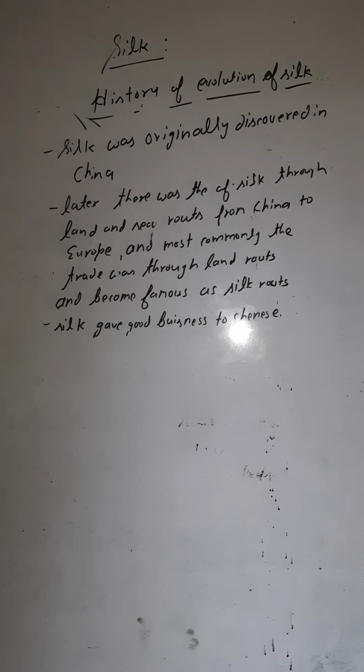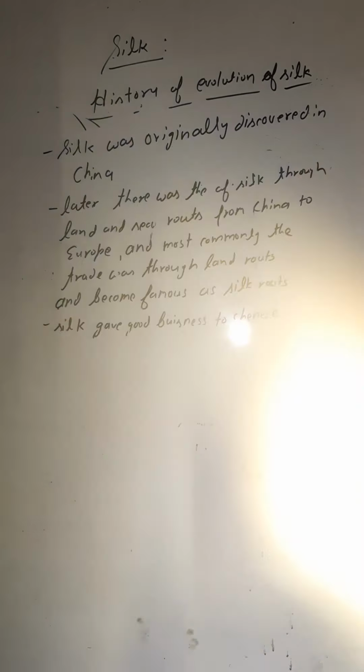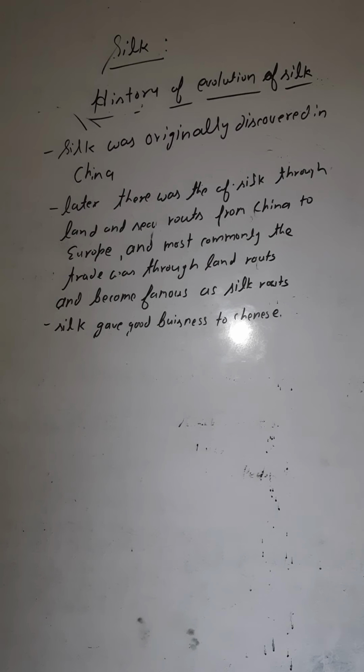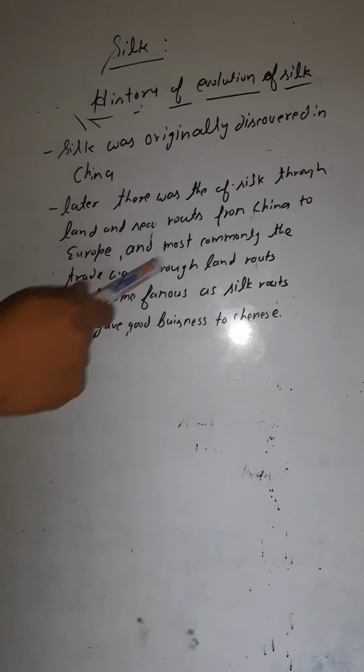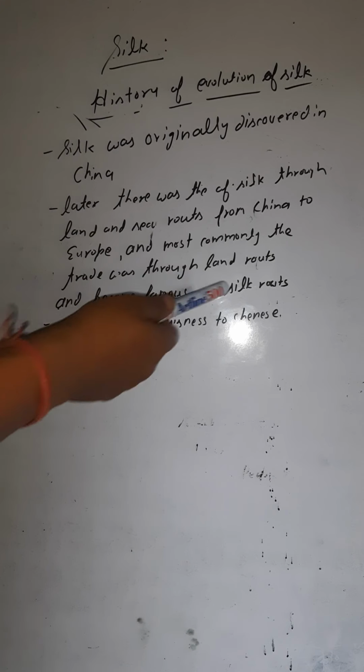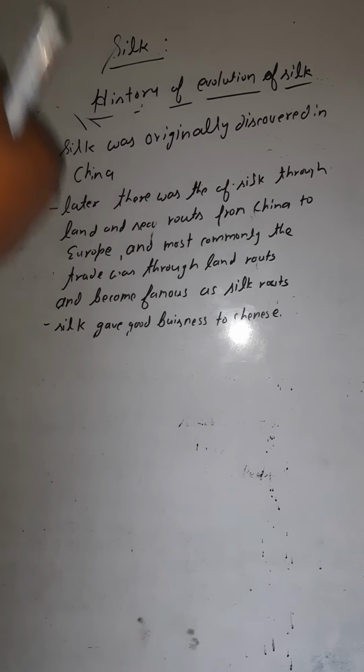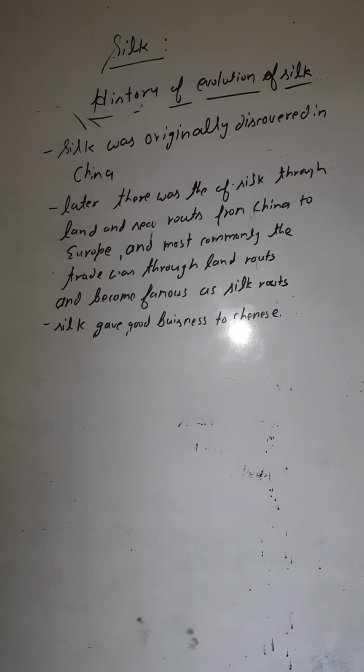Let's write this first. Originally the silk was discovered in China. Later the idea of silk traveled across the world through different routes. Most commonly it was through the land routes, and such routes became famous as the silk routes. The trade of silk gave good business to Chinese people in the European market.